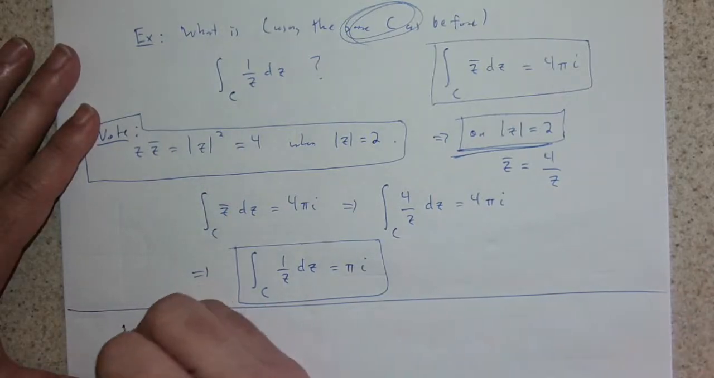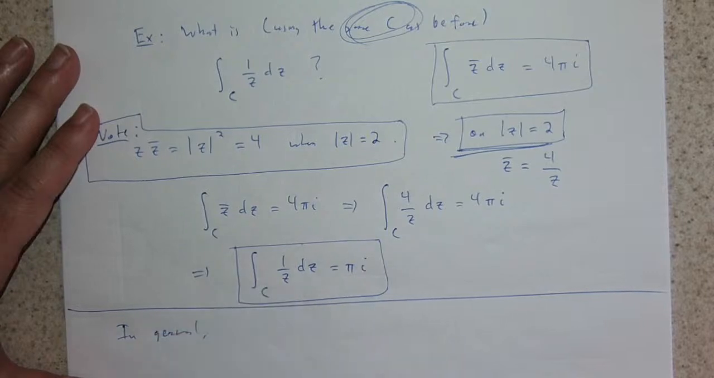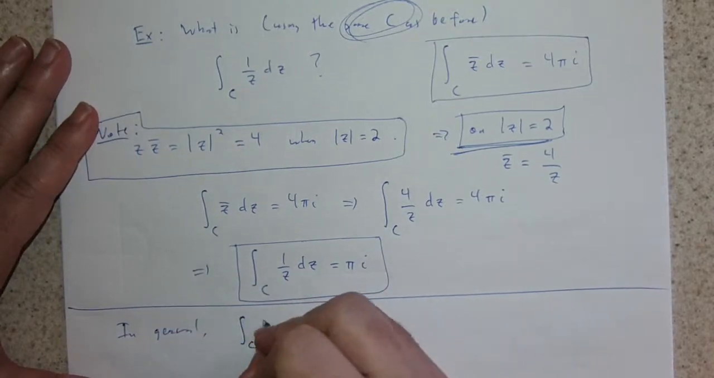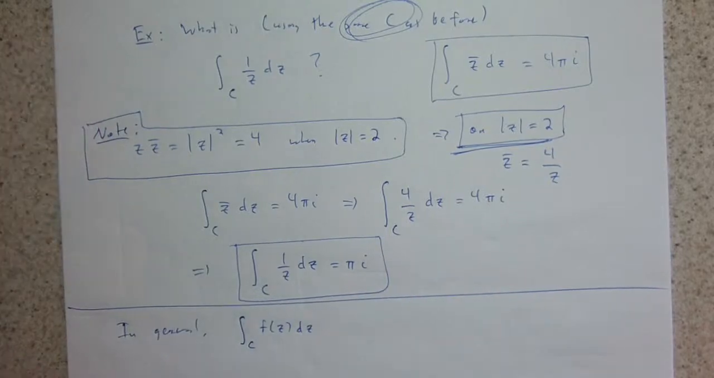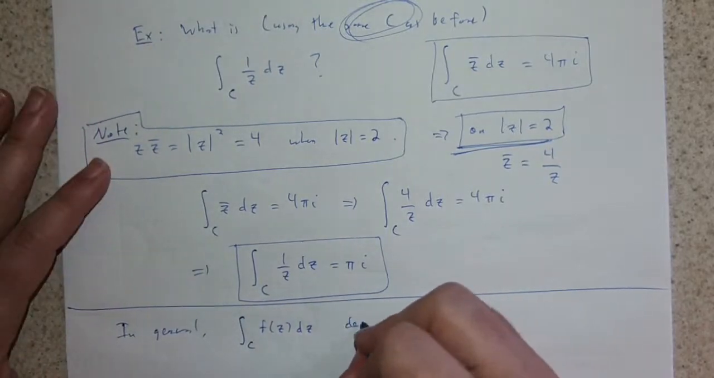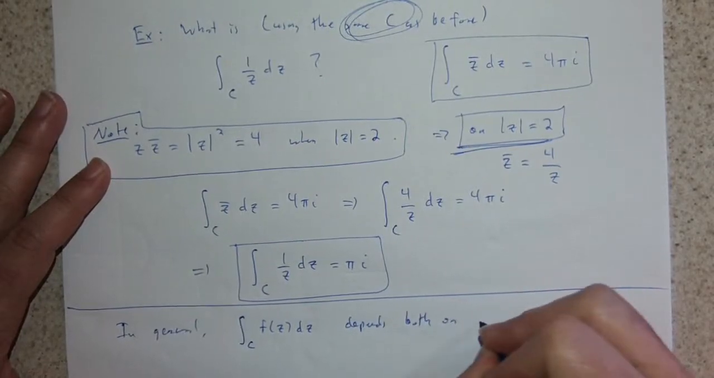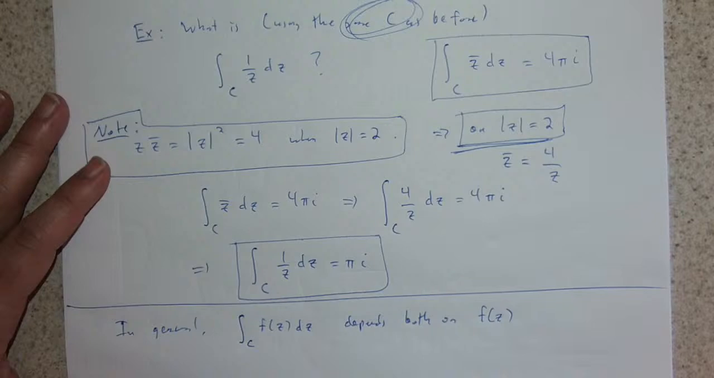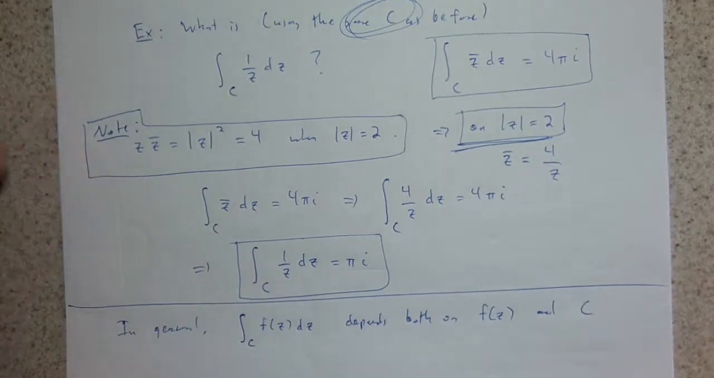So in general, the value of a contour integral of some function depends both on f of z, that is the values of the function f of z, and the contour C. Meaning that keeping the integrand the same and changing the contour in general is going to change the value of the contour integral. Let's actually see an example of this.